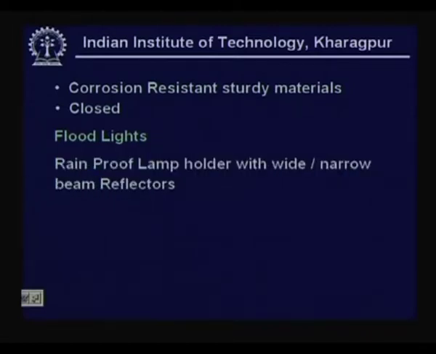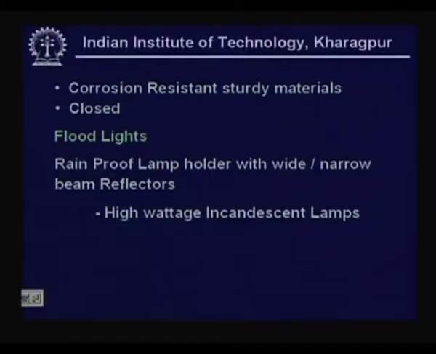Floodlights is another application, which in fact is what is used especially in sports lighting. They have rainproof holders with wide or narrow beam reflectors. This beam depends on the application. When they are used for a certain narrow zone, it will have a narrow beam. They are invariably very high wattage incandescent lamps or halogen lamps.